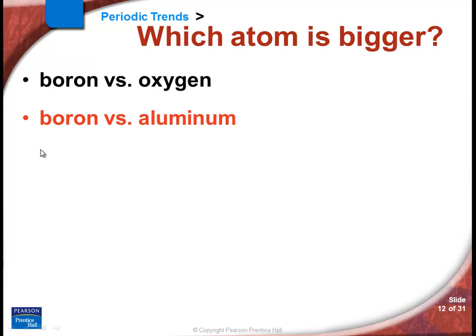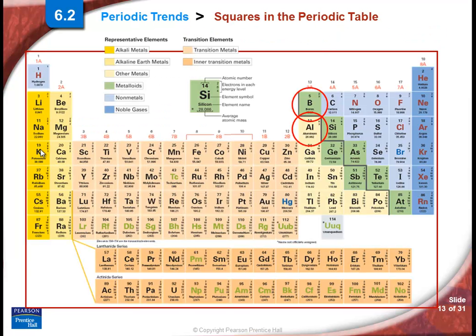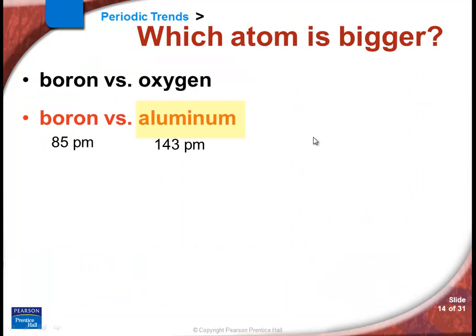Next, let's see if you can do this one. How about boron versus aluminum? Now here we see that they're both in group 3A. And so now we can think about trends within a group, going up and down. So what do we know about the size as we go down? That's right, it gets bigger, so aluminum should be bigger, and indeed it is. It's almost twice as big.